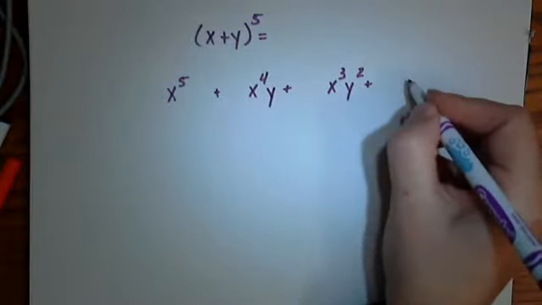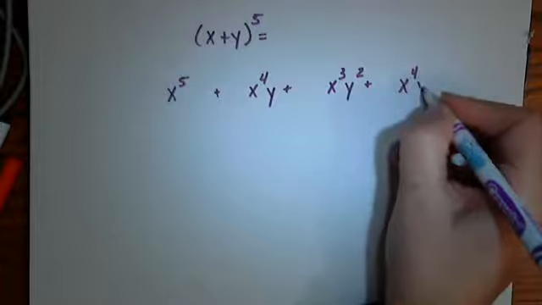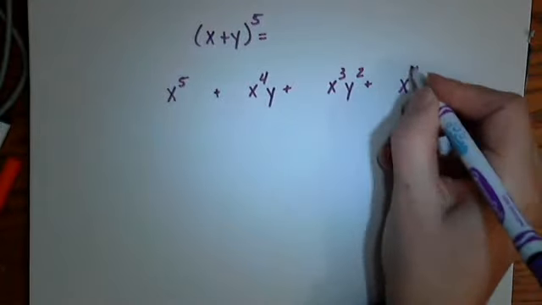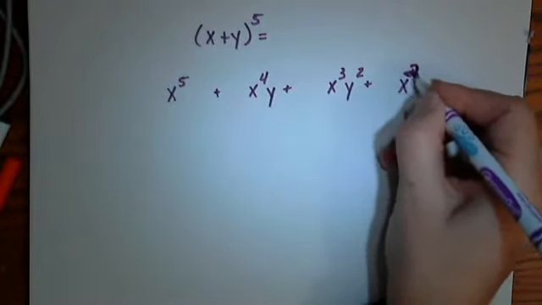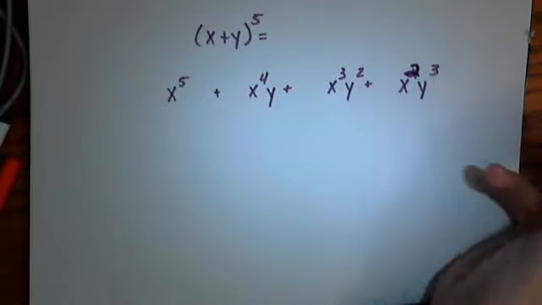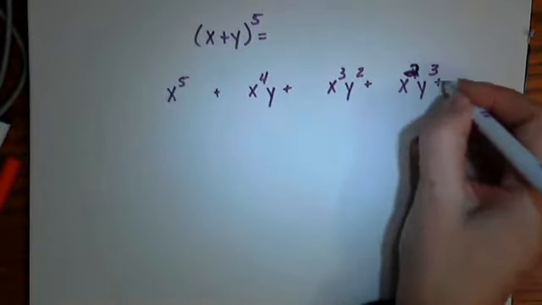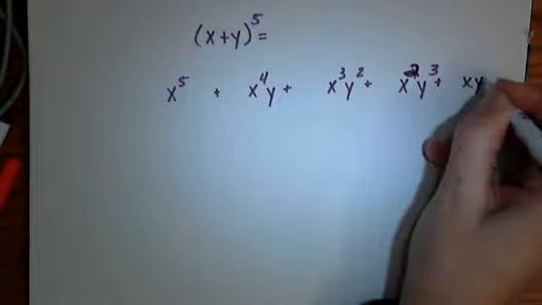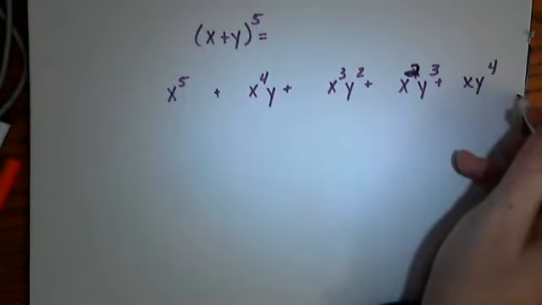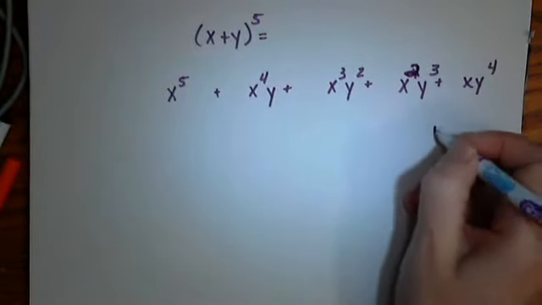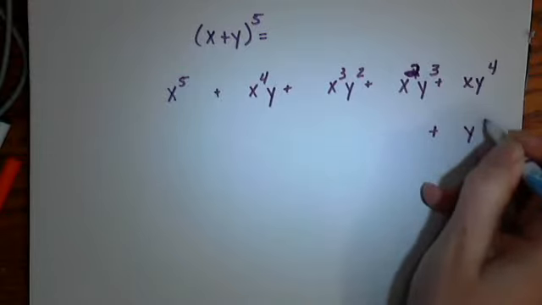And then I'm going to get an x to the 4th y. I'm sorry, that should be squared now. Should be counting down there. And y should be going up to the 3rd power. And then x, y to the 4th. And I'm running out of room on my paper, so I'm going to write this one down below. I'm going to finally get a y to the 5th.